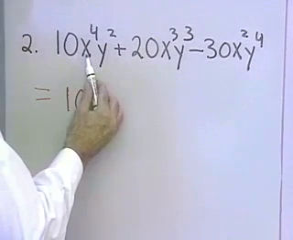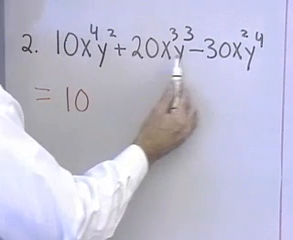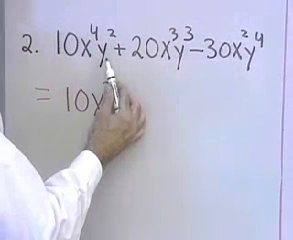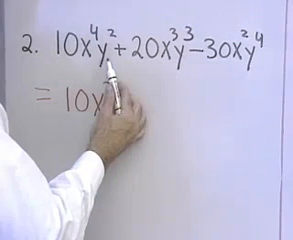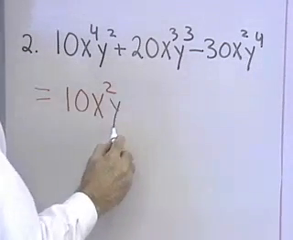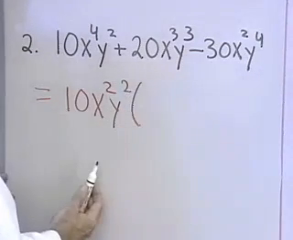The largest expression I can find, or the expression with the largest exponent that divides x to the fourth, x cubed, and x squared, is x squared. And the highest power of y that divides y squared, y cubed, and y to the fourth is y squared. So I factor it outside.